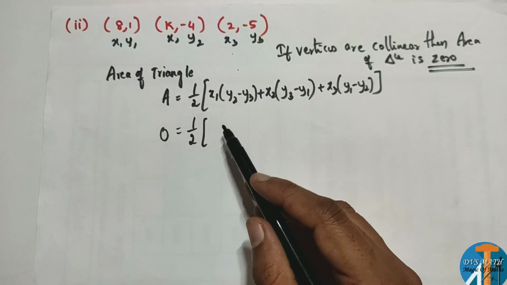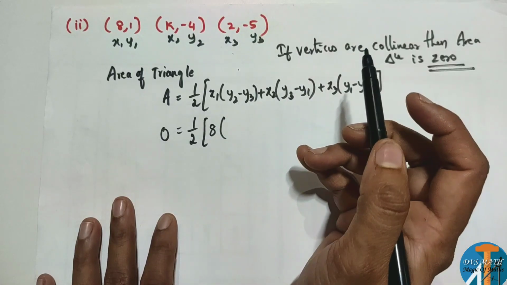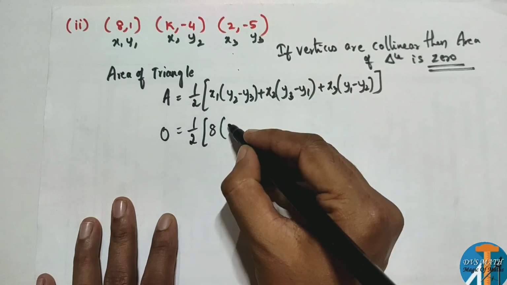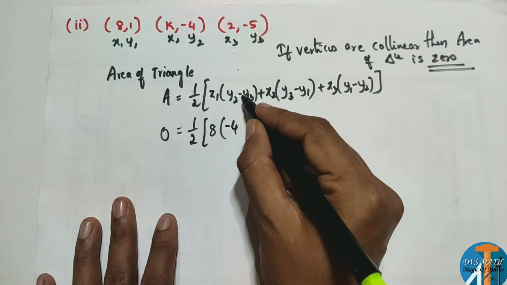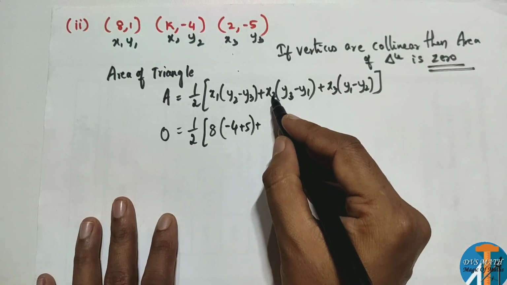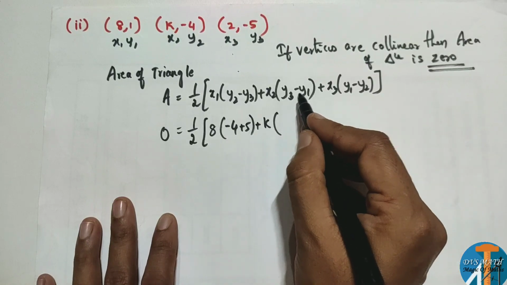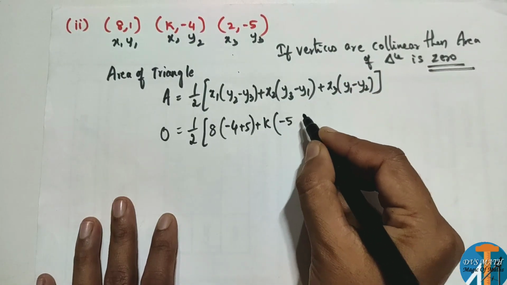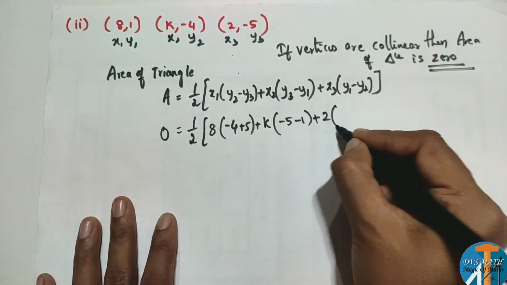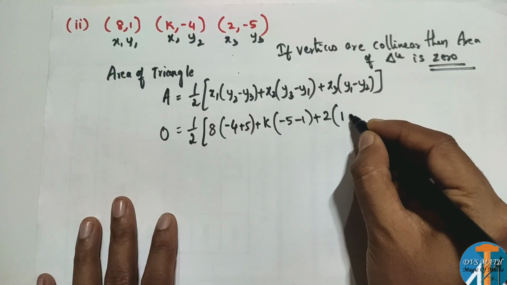Okay, so now next let us substitute. What is the x1? It is 8, right? 8. What is y2 minus y3? Y2 minus y3 means it is minus 4 minus 5. So minus 4, but you have minus in the equation, minus into minus it is plus 5. Again plus, what is x2? K it is. Okay, remaining y3 minus y1. Y3 it is minus 5. Y1 it is 1, so it is minus 1. Plus what is x3? 2. Y1 minus y2. Y1 it is 1. Y2 it is minus into minus plus 4.